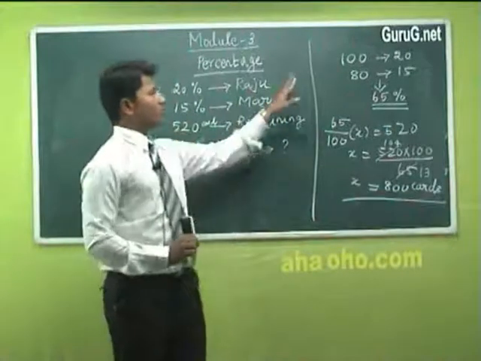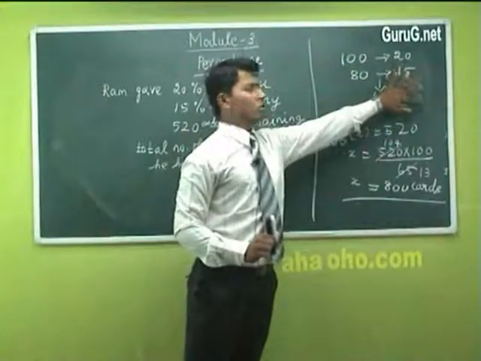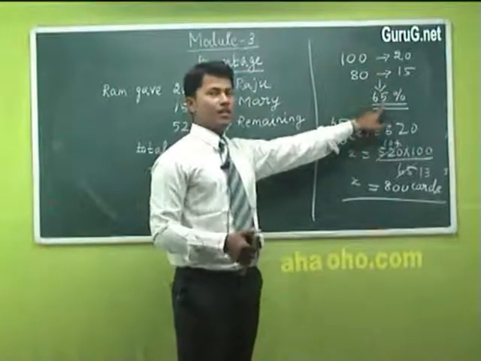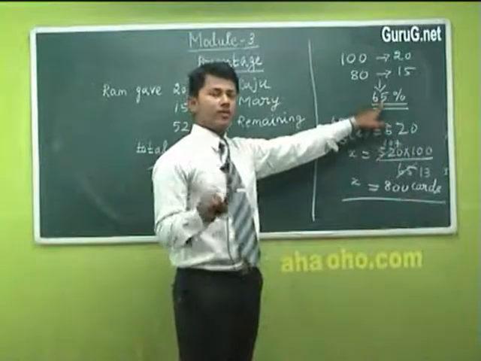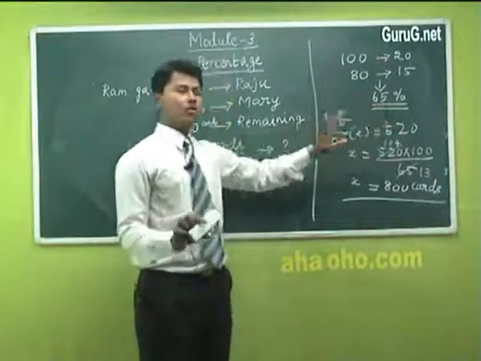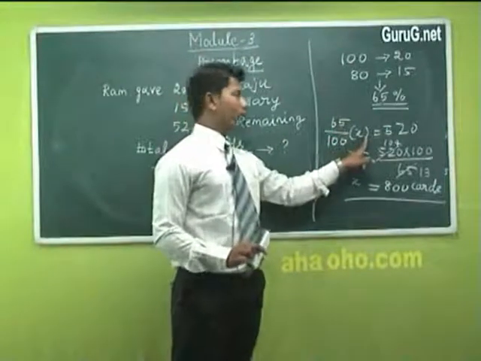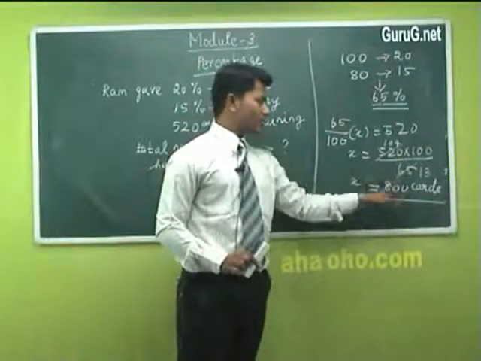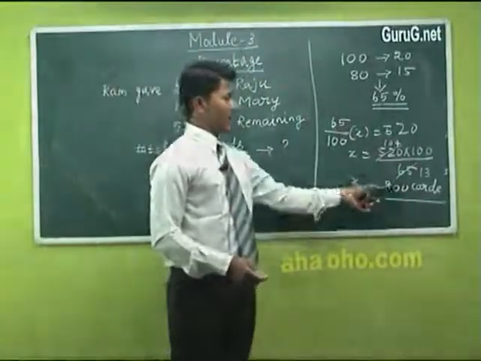So base your problem to the value of 100, 20% given to Raju, 15% given to Mary. So the remaining must be 65 cards. Base your problem now to percentage, that is, the remaining you should have is 65% of the cards in your hand. What is the remaining value? 520 cards. So 65% of the original value will be 520. So the original value will be nothing but 520 into 100 by 65, which is 800 cards. So initially he had 800 cards.